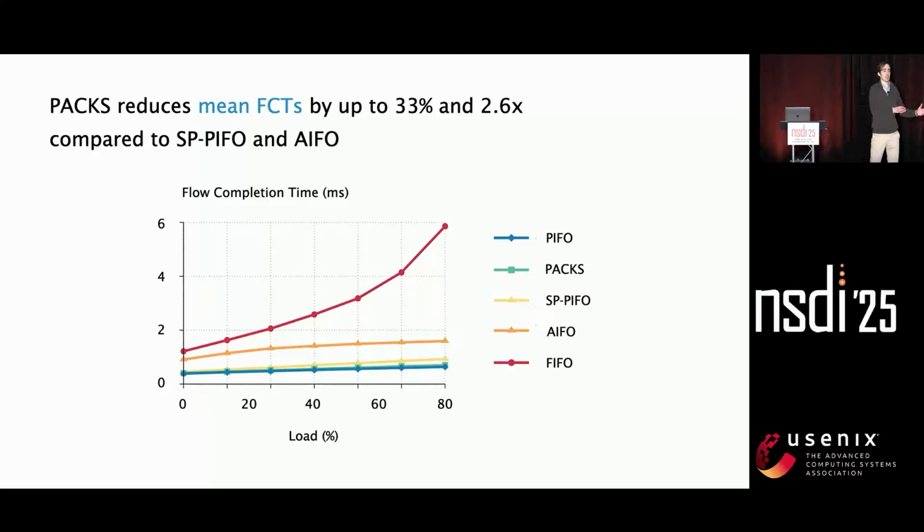And finally, how does this translate to practical scenarios like pFabric, in which we try to minimize flow completion time? It reduces mean flow completion times for small flows by up to 33% and 2.6 times compared to SP-PIFO and AIFO. And you can see it also here in this graph.